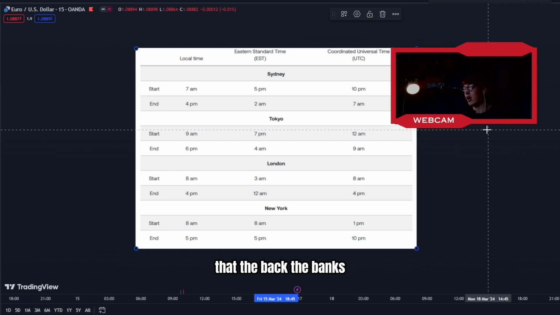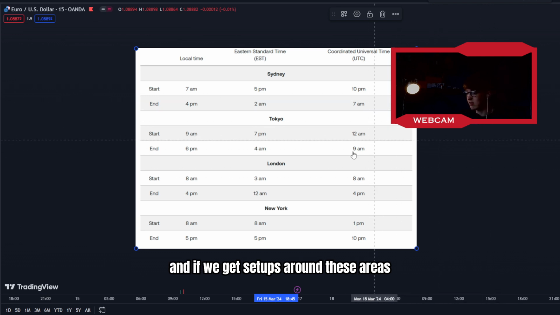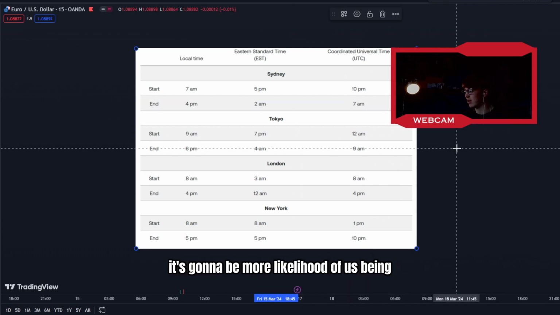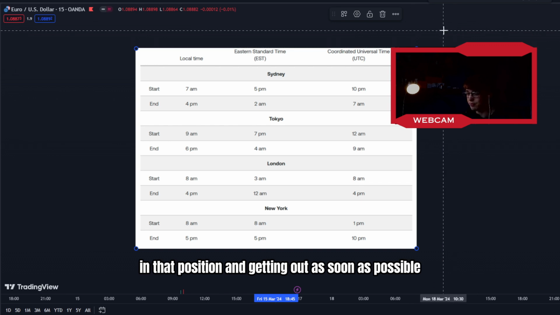The banks and institutions are going to start moving price with their large orders. So what that means is we can time our trading to be active around those points, and if we get setups around these areas, that's going to be great. It's going to be more likelihood of us being in that position and getting out as soon as possible.